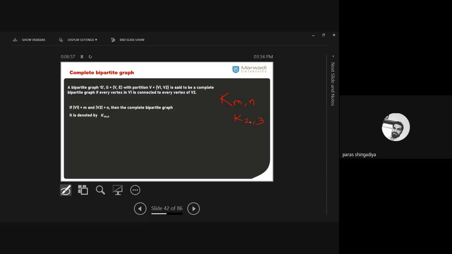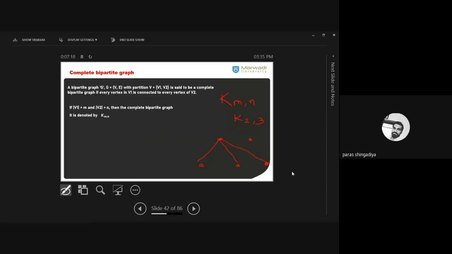You can also consider the vertical case, that is, two vertices on one side and three vertices on the other side. Clear? Either 2 vertices in horizontal form and 3 vertices opposite. So here are 2 vertices and here are 3 vertices. Clear? Now I have to create a complete bipartite graph, so every vertex of this side should be connected to every vertex of the opposite side.